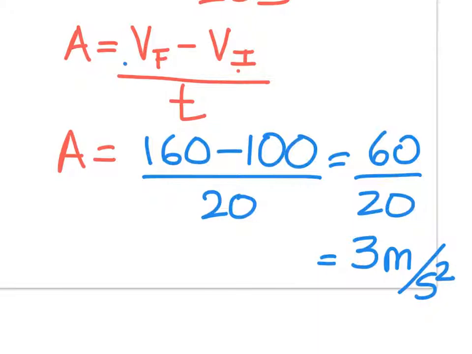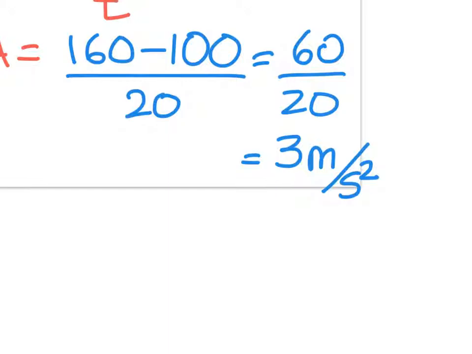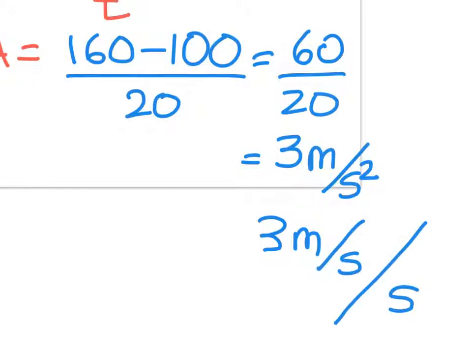What does that mean? Look at my unit here. It's meters per second squared. This essentially means that for every second, my speed changed 3 meters per second. So what this is saying is basically this. Every second, my speed changed by 3 meters per second.